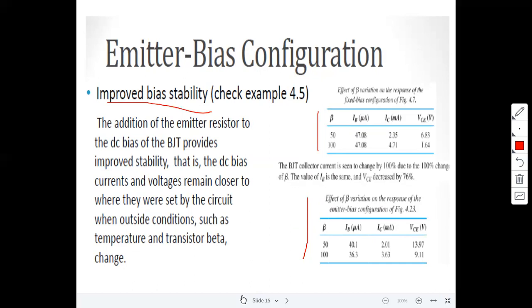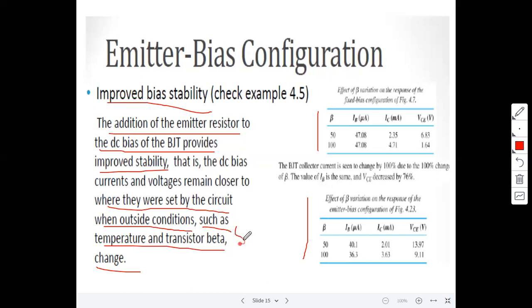Stability of the circuit increases means what? It indicates the Q point is stable. It does not vary with respect to temperature or other variations. In addition, the emitter resistor in the DC bias of the BJT provides improved stability. That is, the DC bias currents and voltages remain closer to where they were set by the circuit when outside conditions such as temperature and transistor beta change.